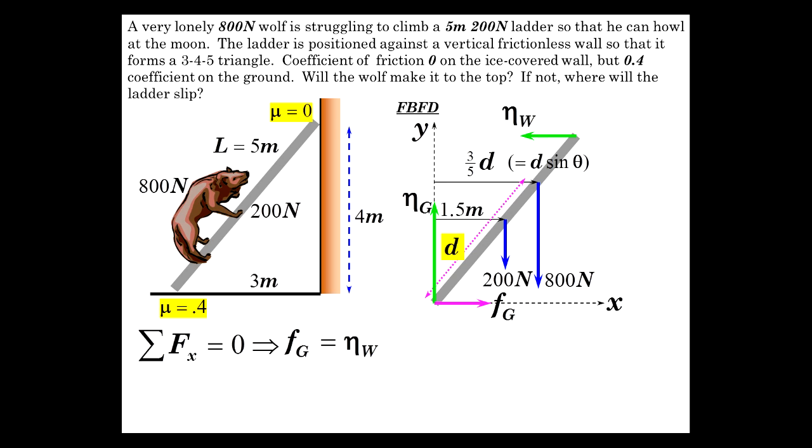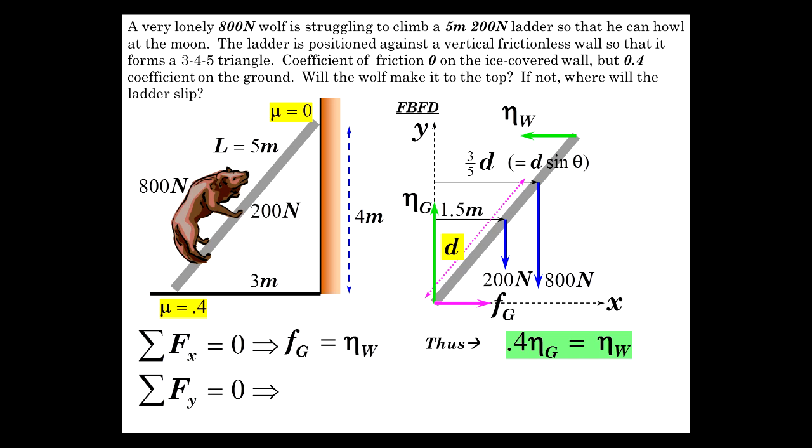Some of the forces in the x cancel, so the friction from the ground on the ladder is equal to the normal force of the wall pushing back on the ladder, since none of these forces have an x component. Therefore, the friction force on the ground is mu times normal. The normal is mg, and mu is 0.4. So that's going to be equal to the wall force shoving backward. That's a very important equation.